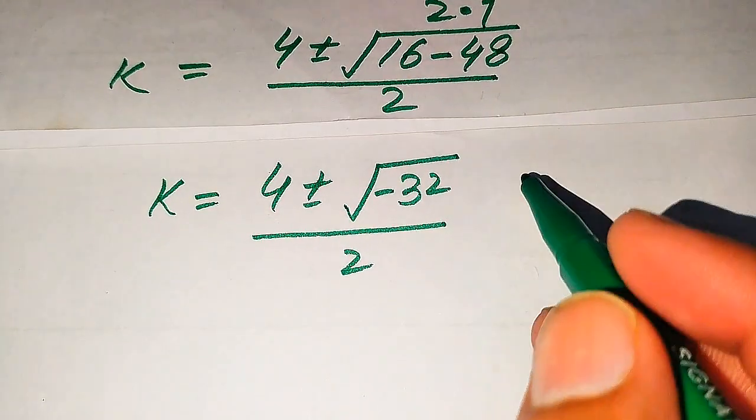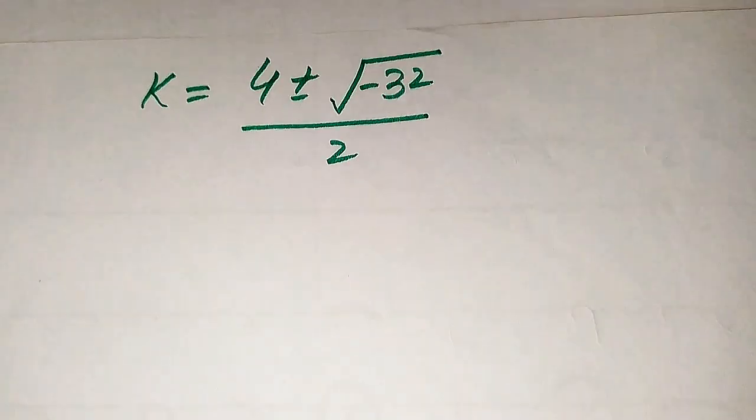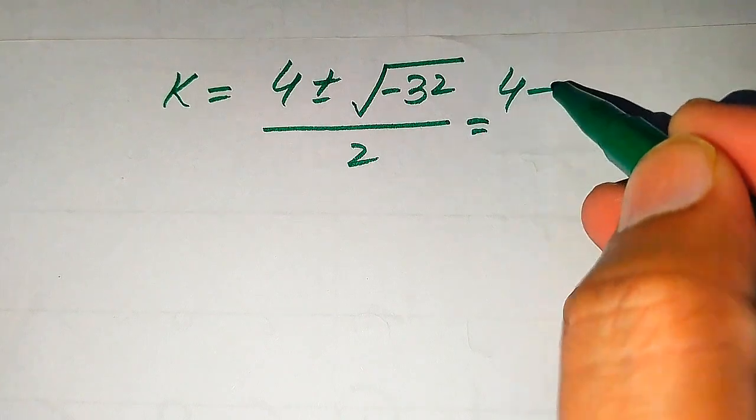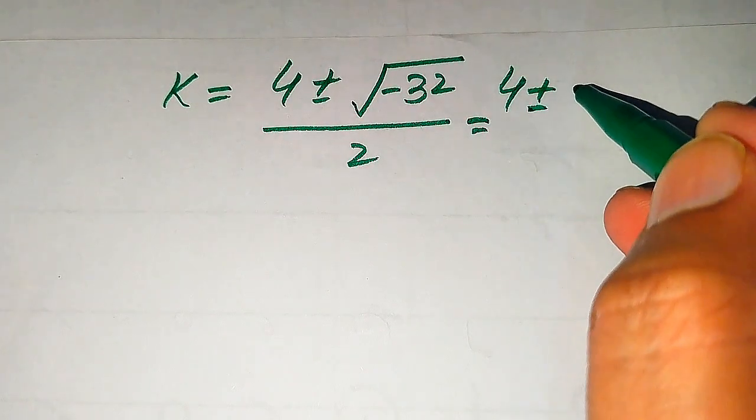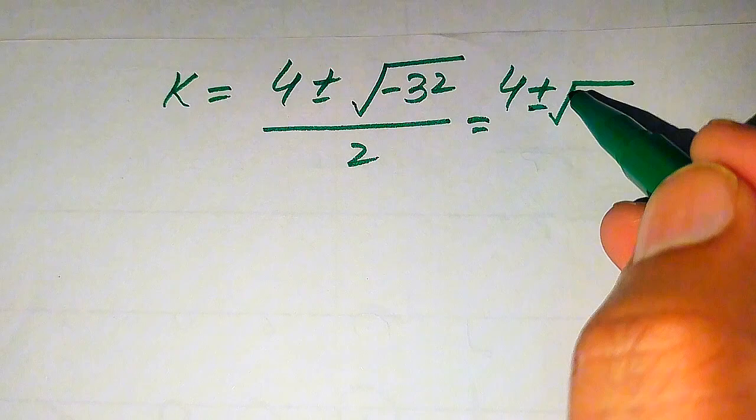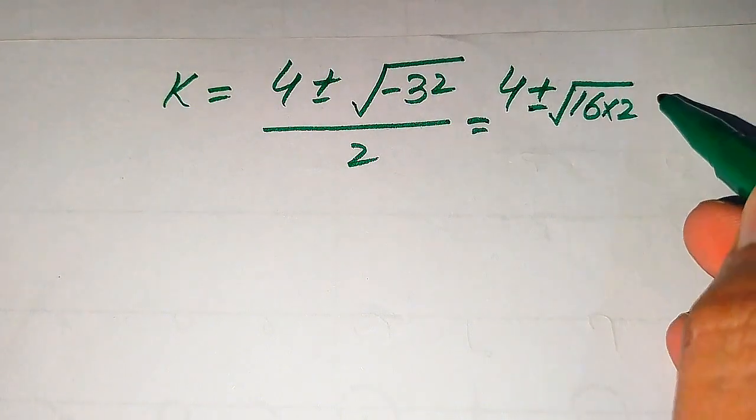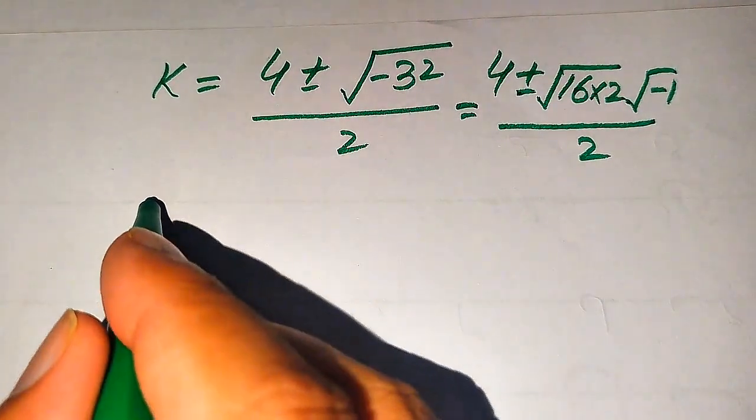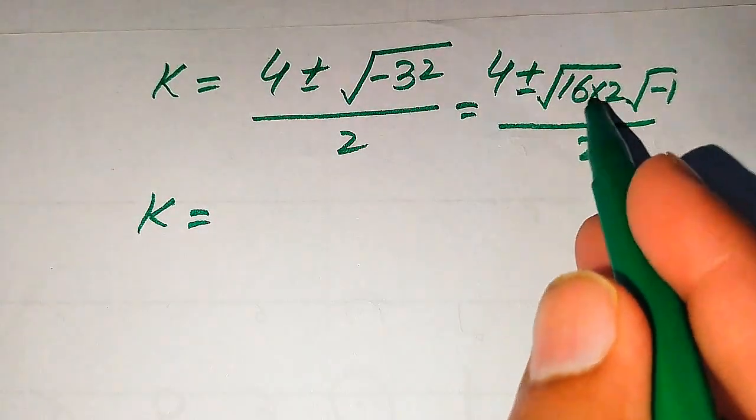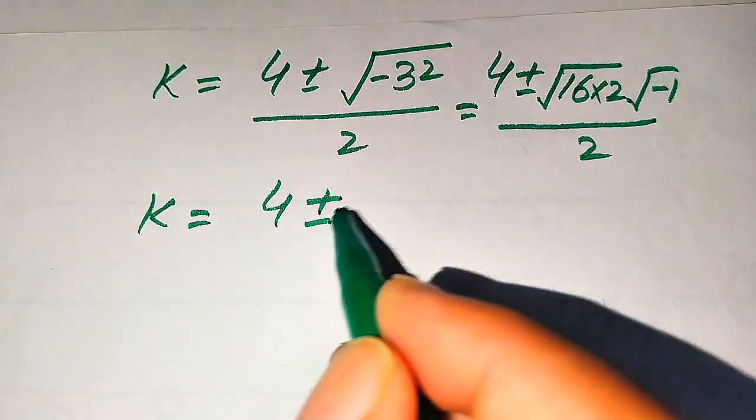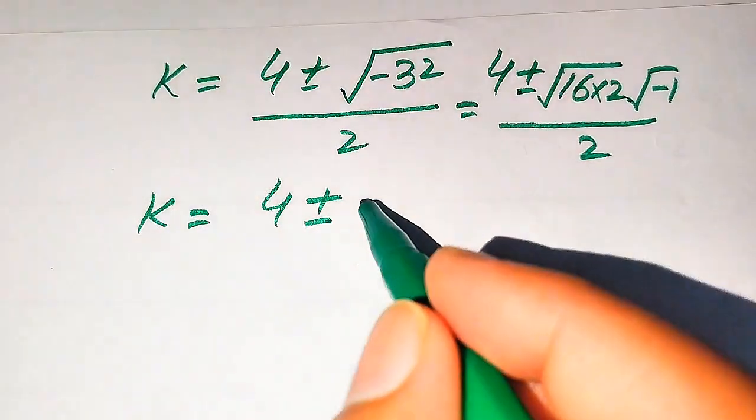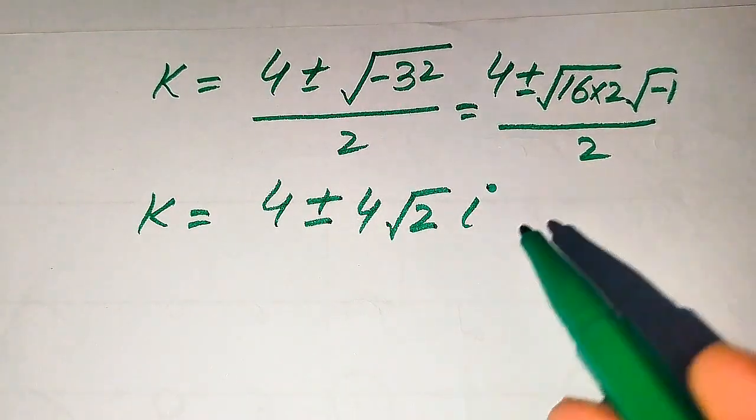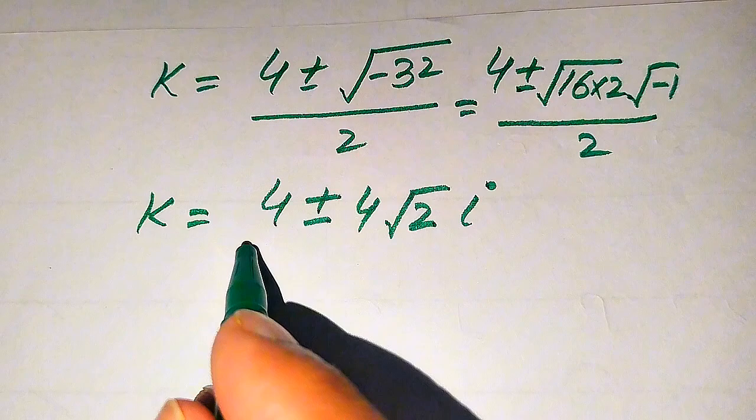So further we need more simplification, and here we first apply the square root sign separately on both of these values, and it will be written as 4 plus minus square root of 32, and we write 32 as 16 times 2 into square root of minus 1, and it is divided by 2. So here when we apply the square root sign separately on both of these values, it will be written as 4 plus minus, we know that square root of 16 becomes 4 times square root of 2 into, this is square root of minus 1 equal to iota.